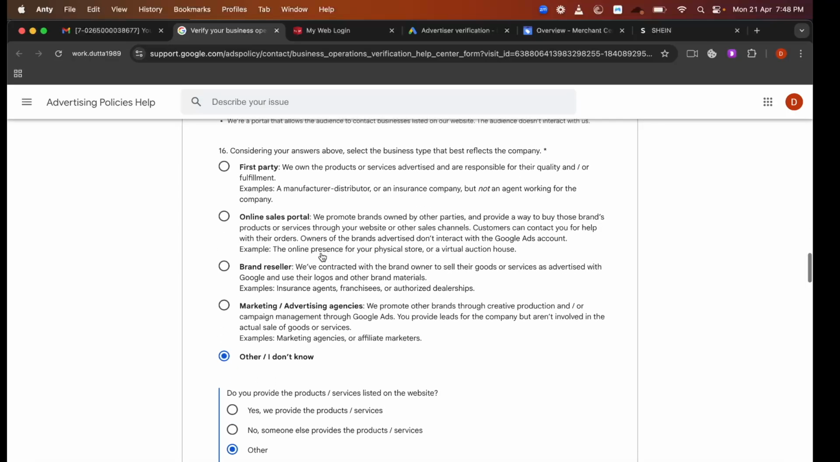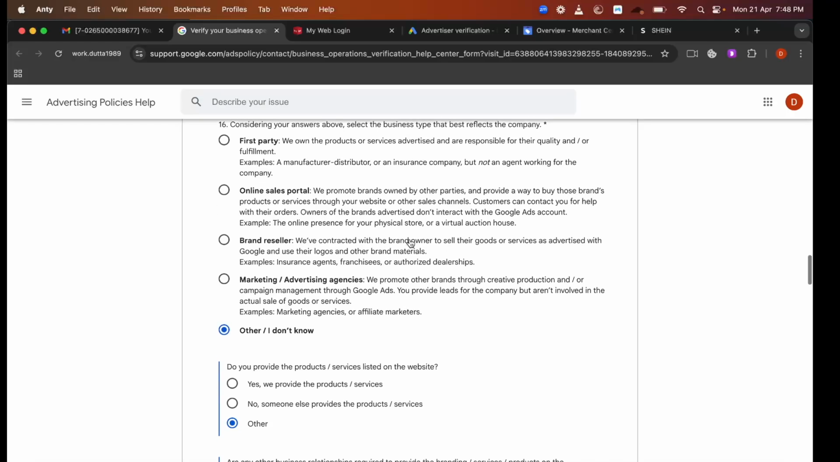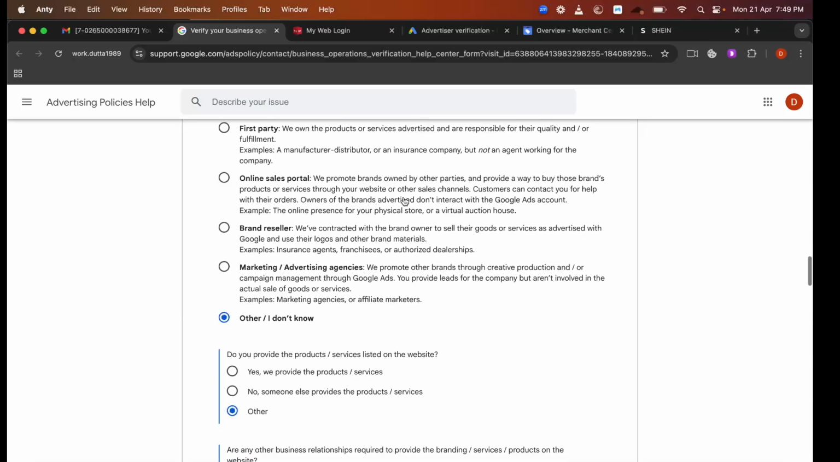The second is online sales portal. We promote brands owned by other parties and provide a way to buy those brands through our website. Okay, the second part is correct, but there is an issue with the first part. See, we, Shine, promotes the products under their own brand name. So they are not promoting brands owned by other parties. So we cannot select this option as well.